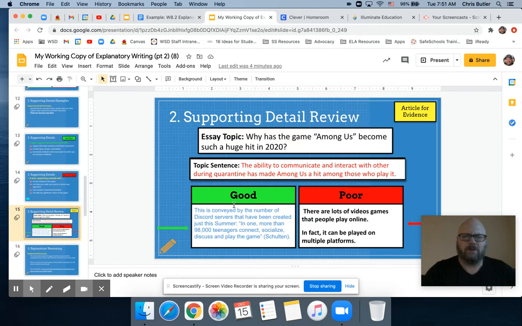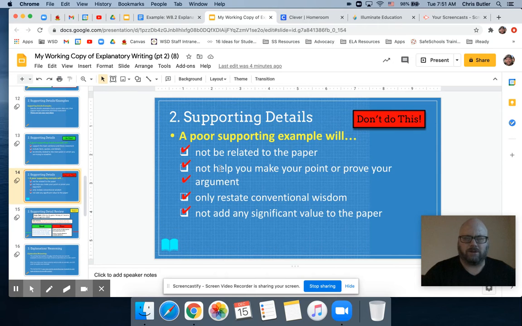Okay. So here is an example. Again, this essay topic, why has the game Among Us become such a huge hit in 2020? We established this topic sentence: the ability to communicate and interact with others during quarantine has made Among Us a hit among those who play it. So a couple of poor supporting details. There are lots of video games that people play online. In fact, it can be played on multiple platforms. Okay, so those are poor supporting details. If you look back on here, they don't help prove our argument. They might restate conventional wisdom. They don't really add any significance, right?